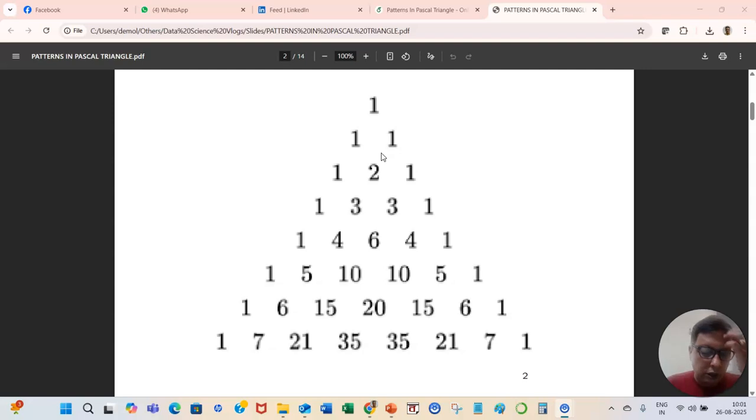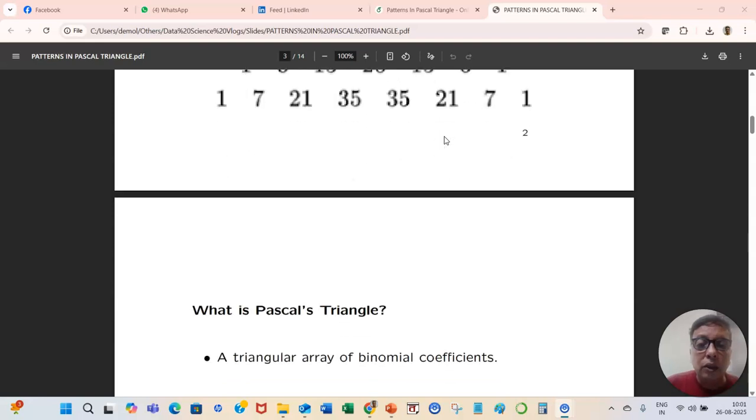It was first invented by Blaise Pascal, though we get references to it in early literature also, but it's in the name of Blaise Pascal. So Pascal's triangle has a variety of patterns. So let us start with the patterns.